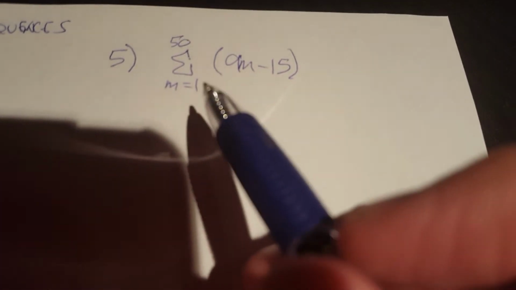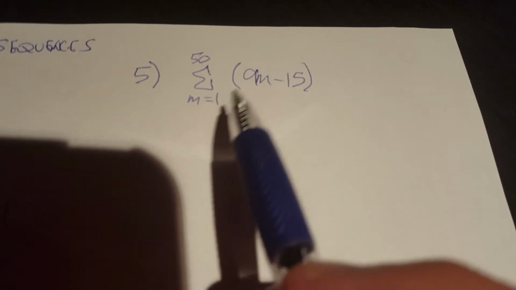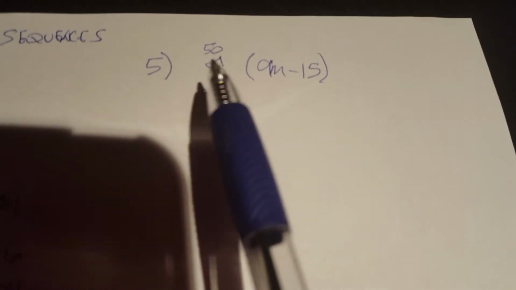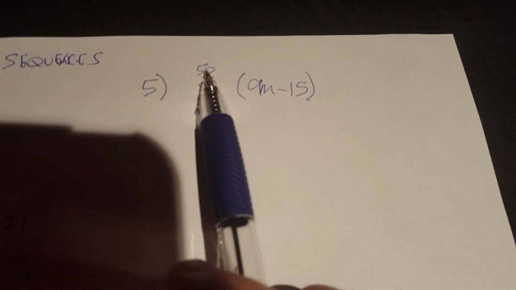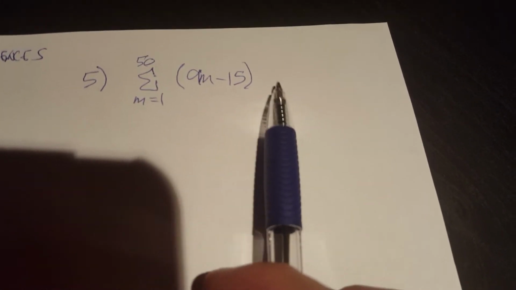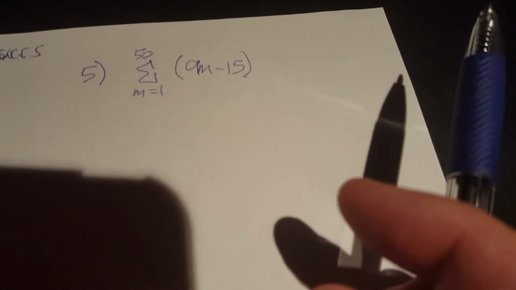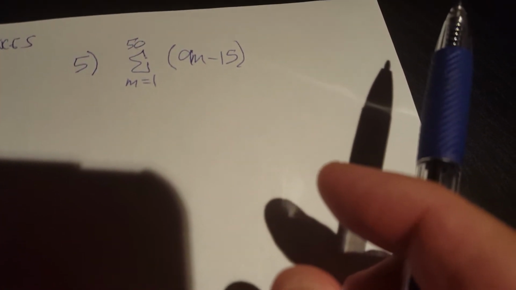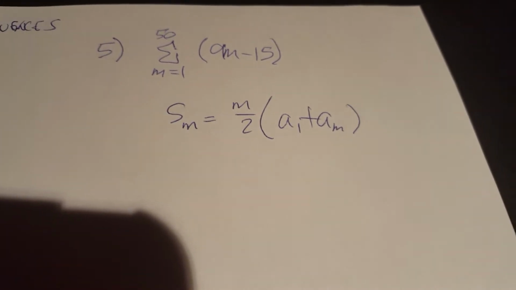Now number 5, this is also arithmetic, but in this case we're going to find the series. Literally, we could list all the terms out, starting from 1 all the way up to 50, and then add them together. We can do it very easily, but that's very time consuming, so instead we're going to use a nice little formula.